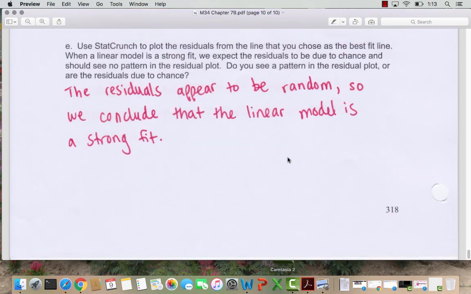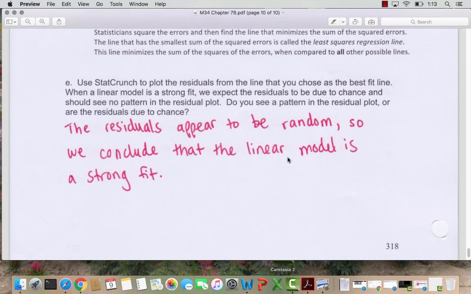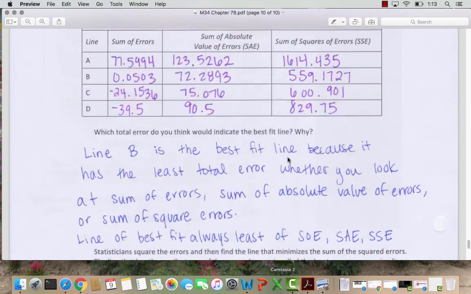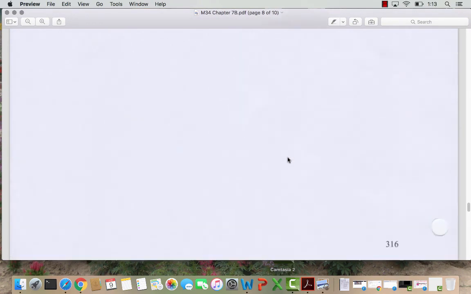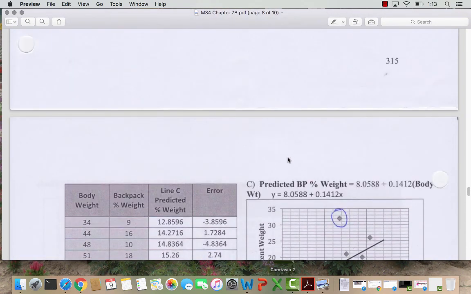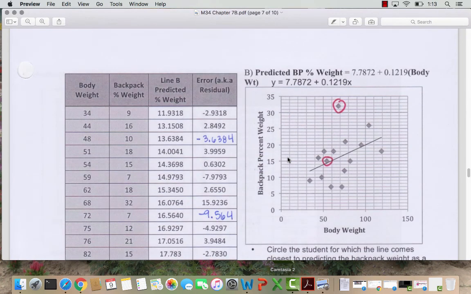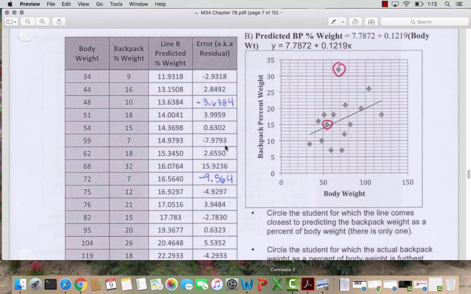So now we want to think about, is there a pattern in the residuals or not? If you plot the residuals from our best fit line, we should see a random pattern. So let's go look at our line of best fit that we chose. That was line B here. And we want to plot out these residuals and see how they look.